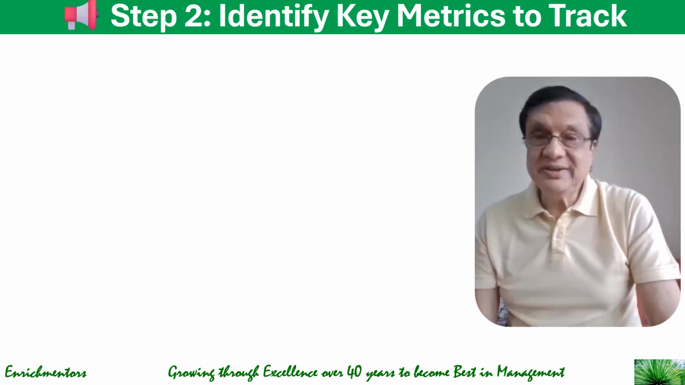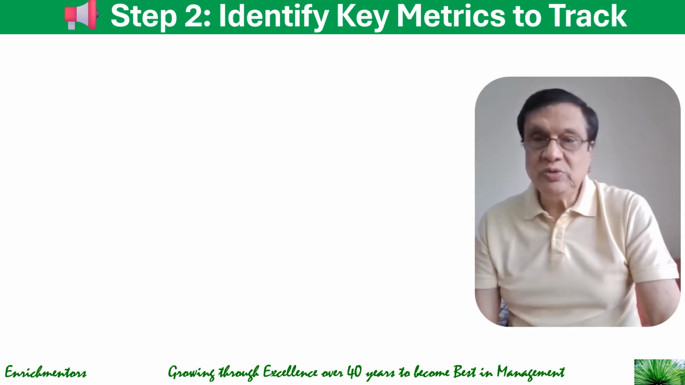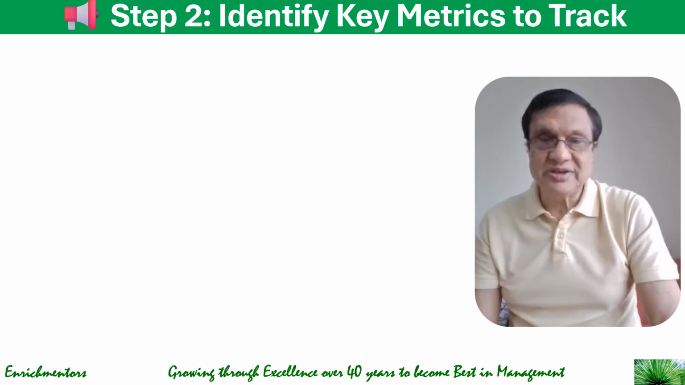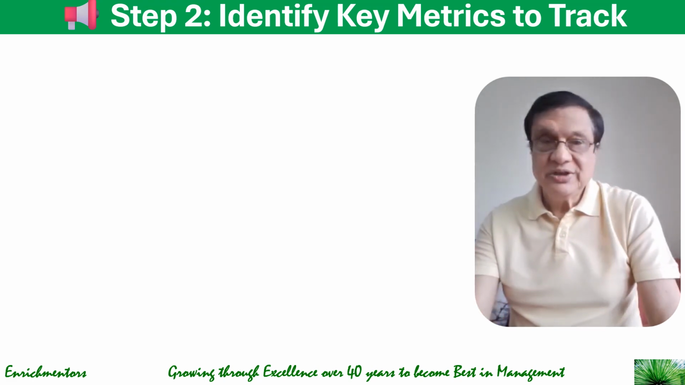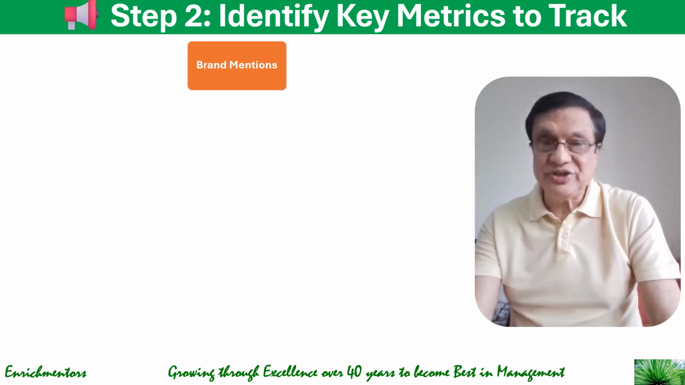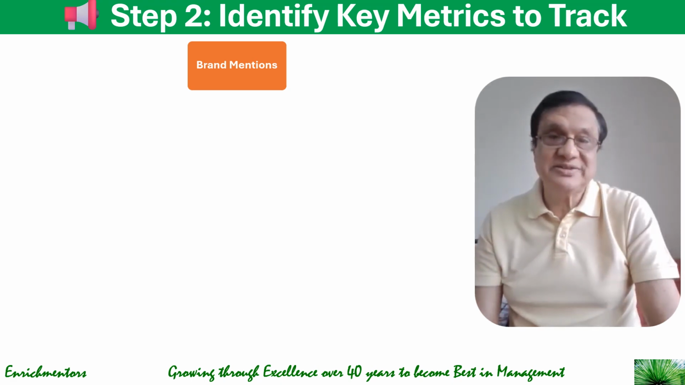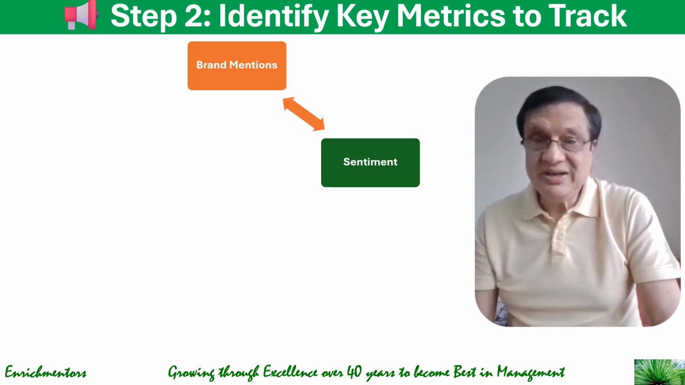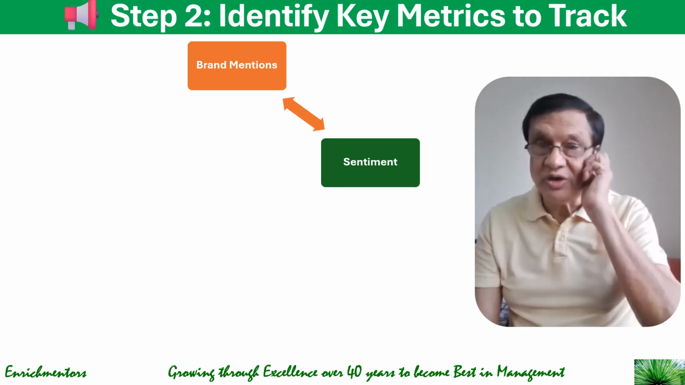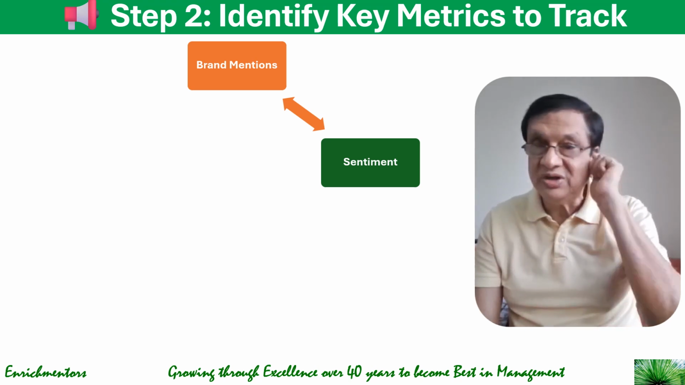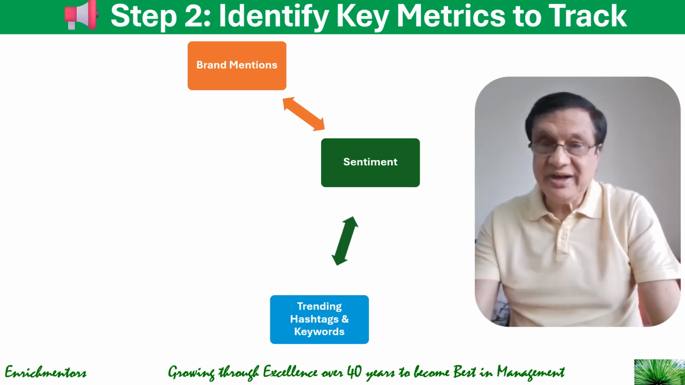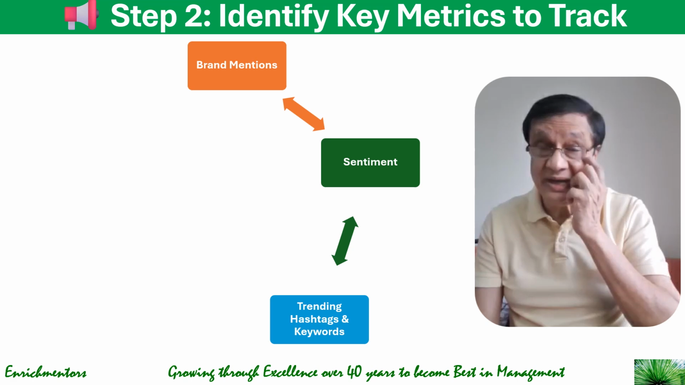Second step is to identify the key metrics to track, right? Now, to understand the public reactions, you need to monitor some critical indicators. Now, what are these critical indicators? The first one you can look at is the brand mention, which will help you measure how often your brand is being discussed. So how many times has the brand been mentioned? Second is sentiment analysis, where you can check whether the conversations about your brand are positive, neutral, or negative. The third one is trending hashtags and keywords. What terms are being associated with your brand? You can find that out.